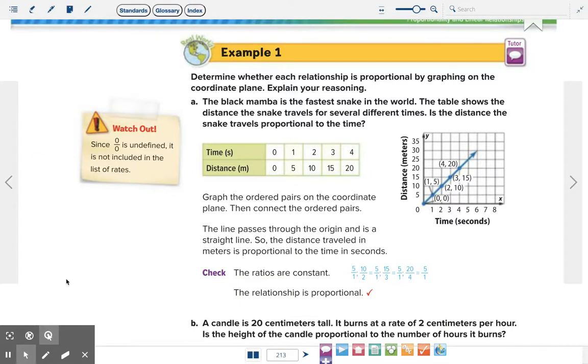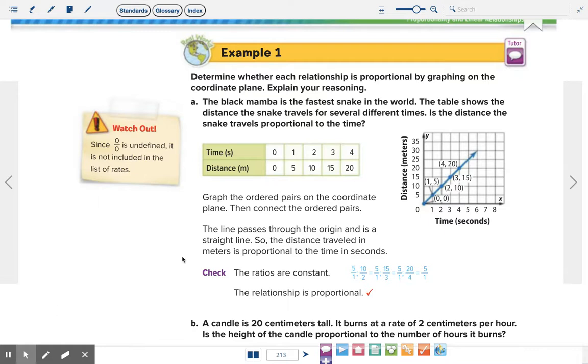Okay, so this is lesson 5-6, graphing proportional relationships. So the first part we're going to be looking at, we're determining if they are proportional or non-proportional relationships. Example 1 says determine whether each relationship is proportional by graphing on the coordinate plane and explain your reasoning.